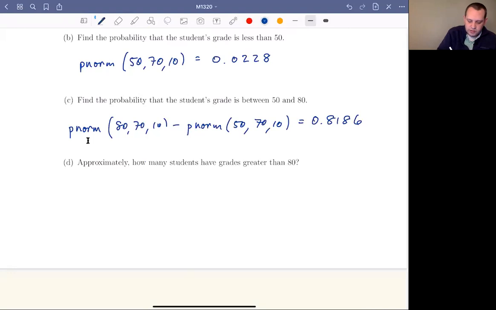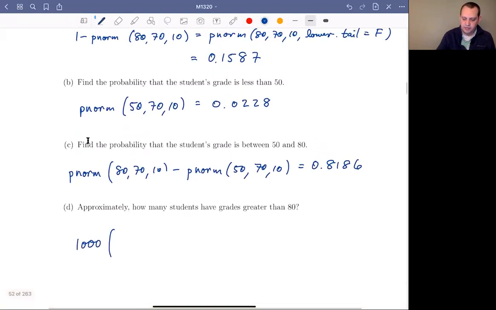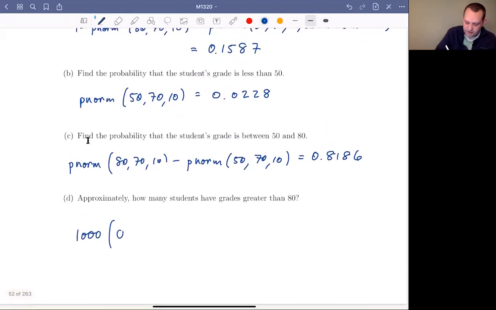And then finally, approximately how many students have grades greater than 80 on this test? What we would do is we would take the percentage from part A and just multiply by 1,000. The percentage from part A being 0.1587. So just rounding to the nearest integer, this would be 158.7, or approximately 159 students. Okay.